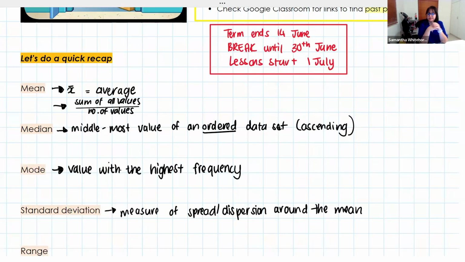Okay, so basically it tells us how spread out our data is, or how closely clustered or spread out our data points are either side of our average or our mean value. Okay, you'll all know this. What is the range?